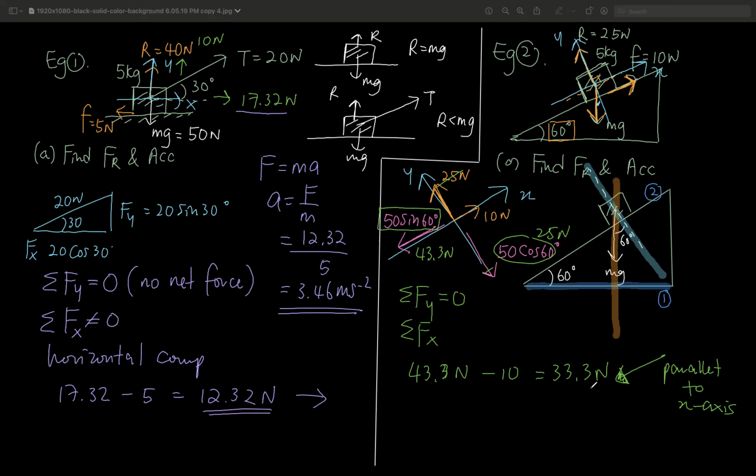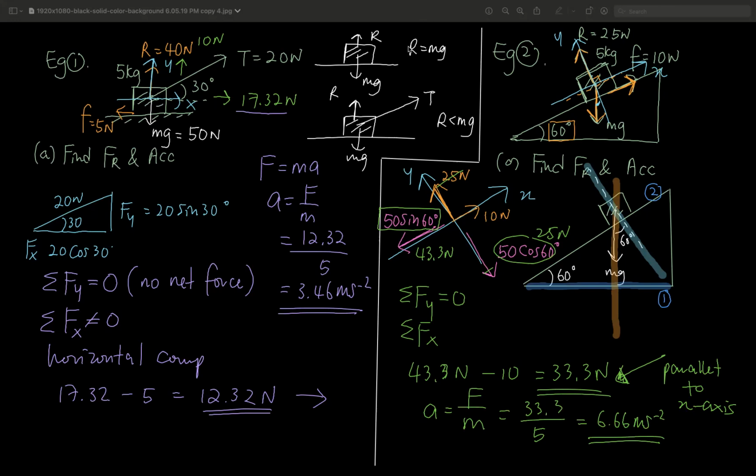So when I have net force in this direction, then there's acceleration. Acceleration equals net force over mass. 33.3 divided by 5 kg equals 33.3 divided by 5. 6.66 meter per second square. My acceleration. What is the direction of the acceleration? Same direction as the net force.